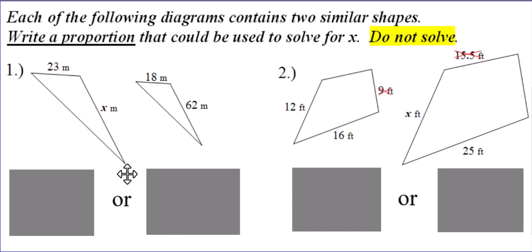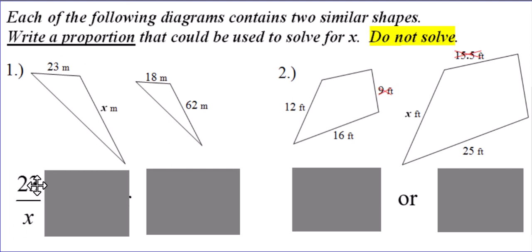You really can. So, for example, number one, you can see the first shape has 23 meters and x meters. If you want to make your first fraction 23 over x, you may, no problem. But then your second fraction, since you're going to set it equal to the first, must be set up the same way. So notice how the 23 is this top short side. Since we put that in the numerator, we're going to have to set up our second fraction using that same type of side from the other shape. So that would have been the 18 meters.